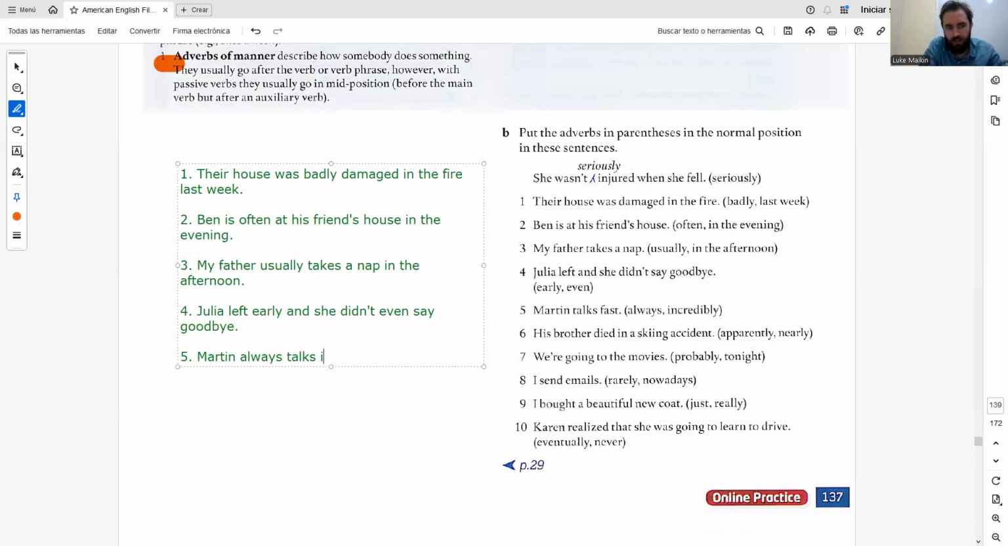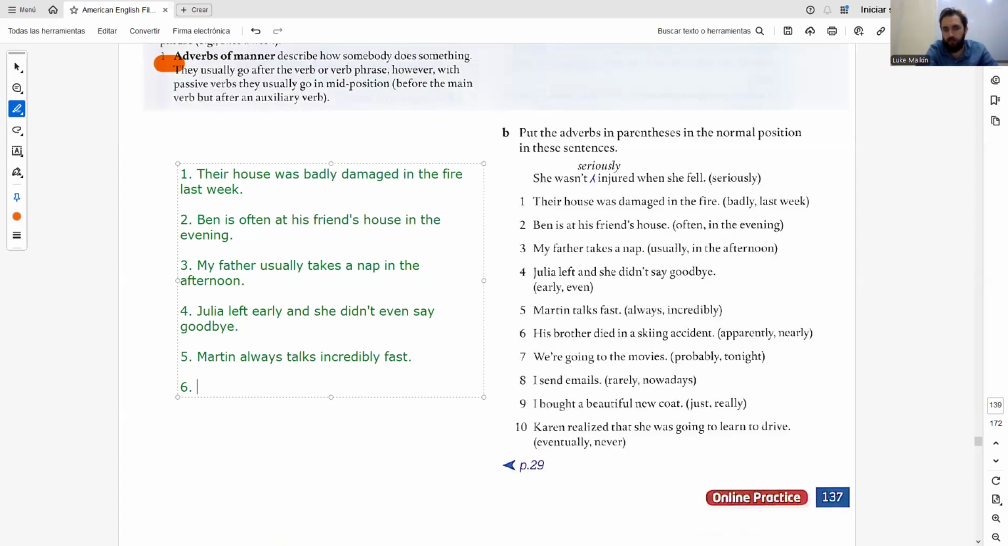Number 5, Martin always talks incredibly fast. Two adverbs here. The first one is an adverb of frequency, so it goes before talks. And then incredibly is describing fast. And fast is an adjective. This is an adverb describing an adjective. It goes before it, right? It goes after verbs, but before adjectives.